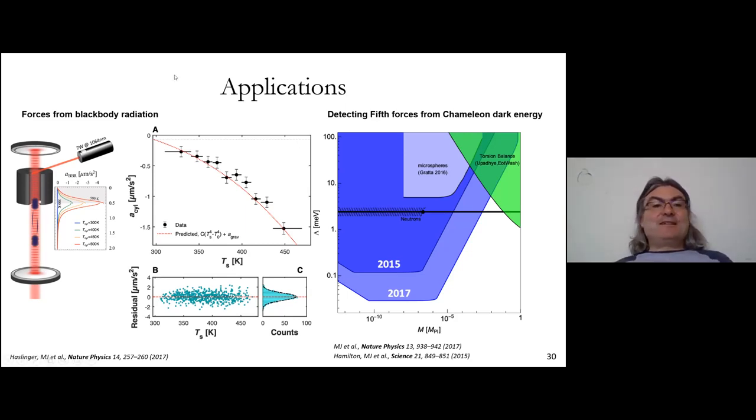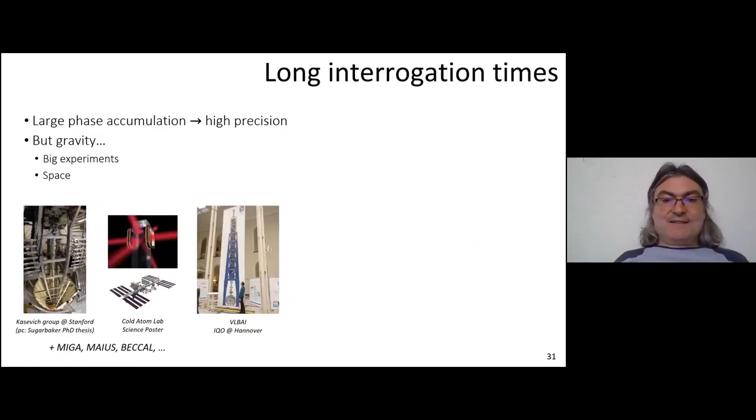A second application is detecting fifth forces caused by exotic theories of dark energy, for example, the chameleon particle. And you can see that we have repeated this experiment twice, and each time had about a factor of 100 improvement in sensitivity relative to the previously known limit. Okay, but let's move on.